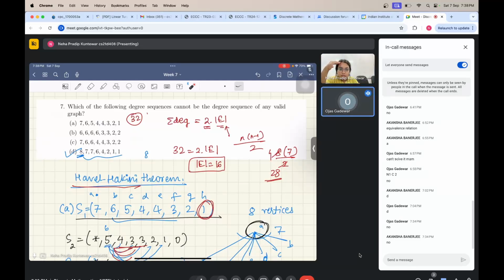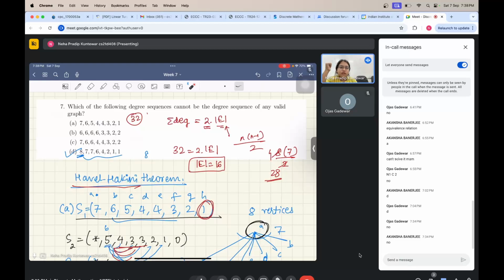And in the course, I also get to say that if a given degree sequence has an odd number of odd degrees, then it can't be graphically plotted.